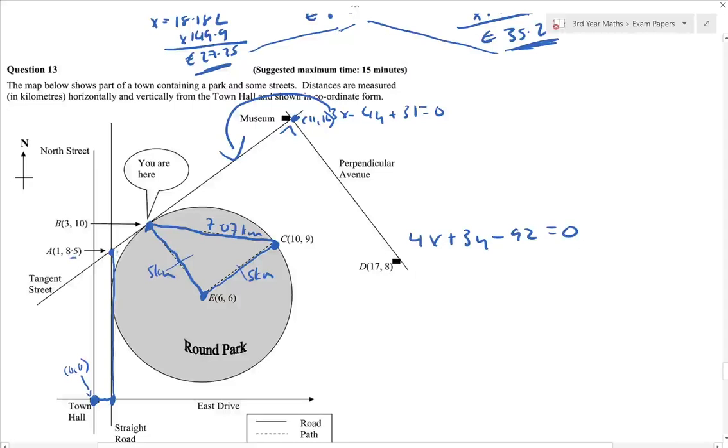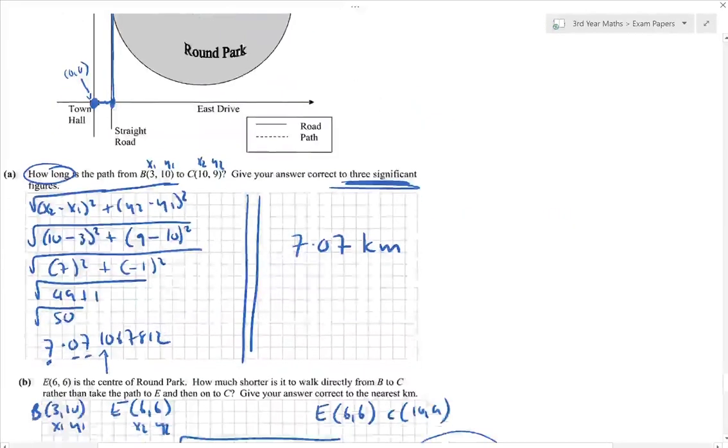Okay, and then from A to the museum, so from here to here. Now we don't know exactly what that is, so we have to use our distance formula. So we know that this is 1, this is 8.5. We use our distance formula, sub it in to find the distance from there to there.